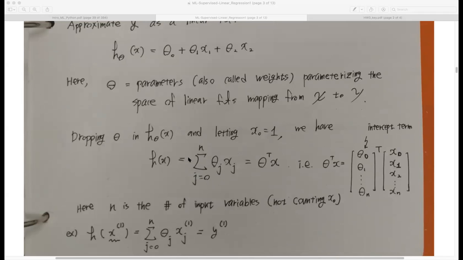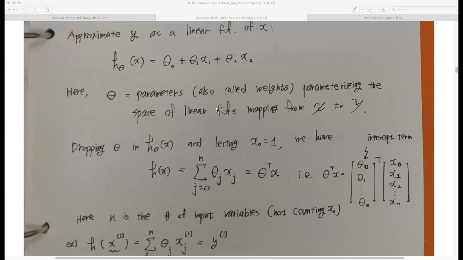Then we see the sum of theta sub j x sub j, j equals 0 through n. We can express that as a vector expression: theta transpose times x. Theta is a column vector representing all the parameters, theta 0 through theta n. x represents the input variables, x sub 0 to x sub n, which are the features, right?